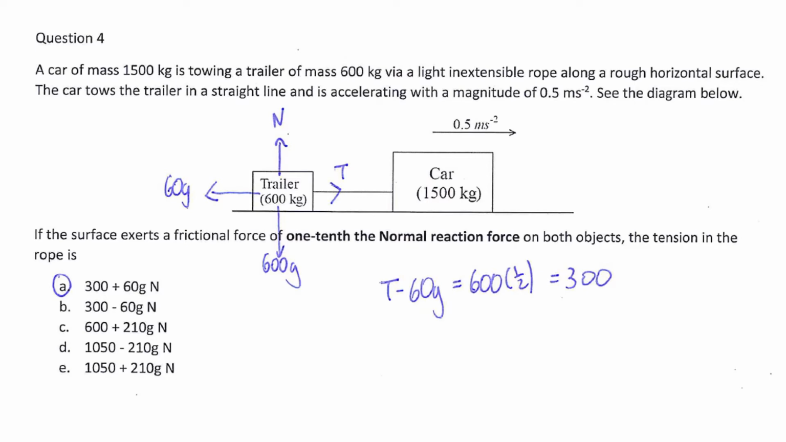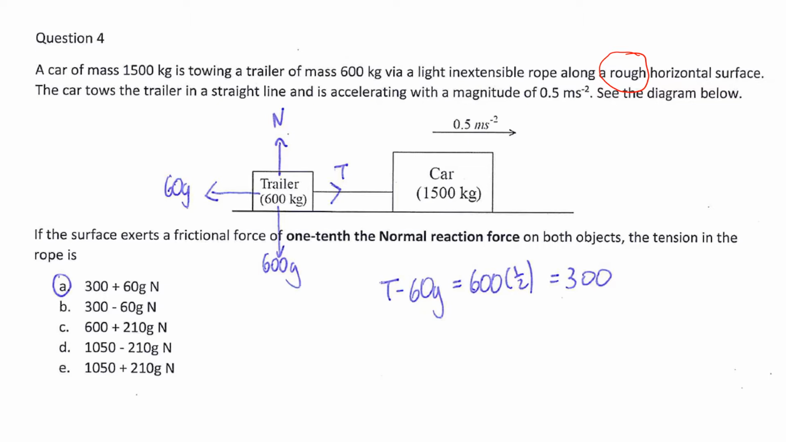All right, question 4 was just a classic towing situation. A car of mass 1500 kg is towing a trailer of mass 600 kg via the usual light inextensible string along a rough horizontal surface. So when you're reading these questions, these are the words you highlight, so you know friction's at play. The car tows the trailer in a straight line and is accelerating with a magnitude of 0.5 meters per second squared. Okay, so we know both of those objects are accelerating because it is a connected body situation with that magnitude. So because only tension is required in this question, we'll analyze everything around the trailer.